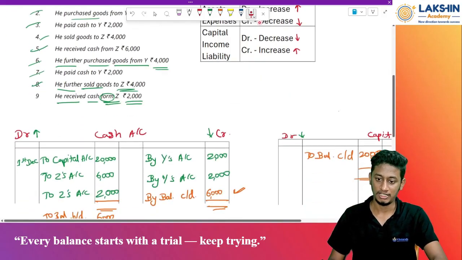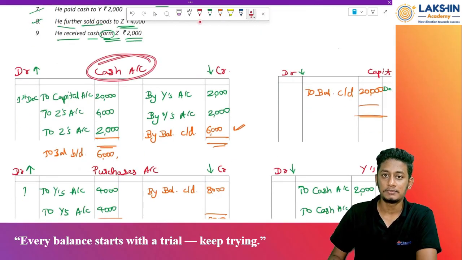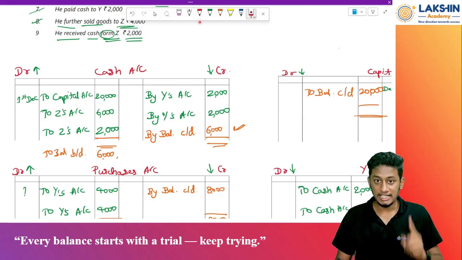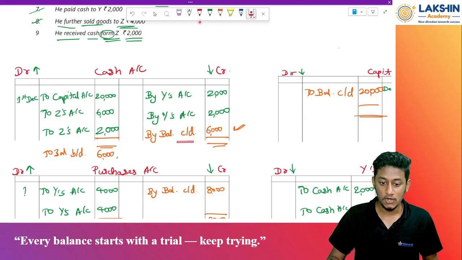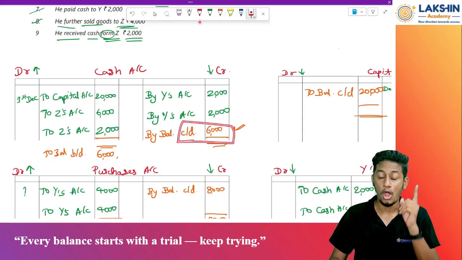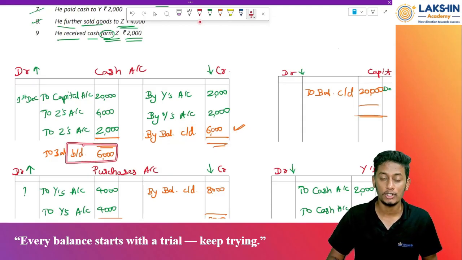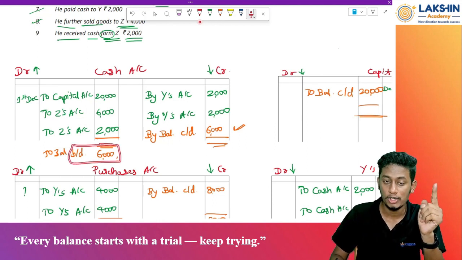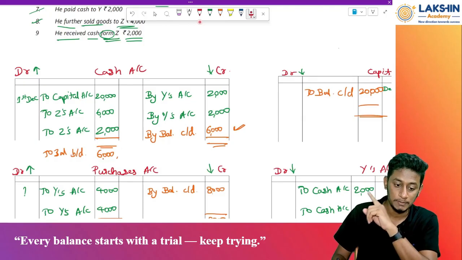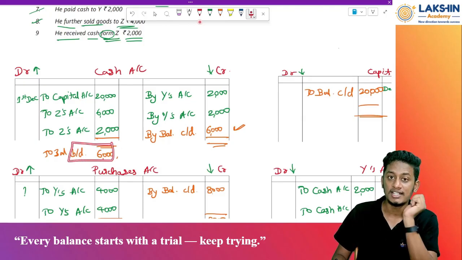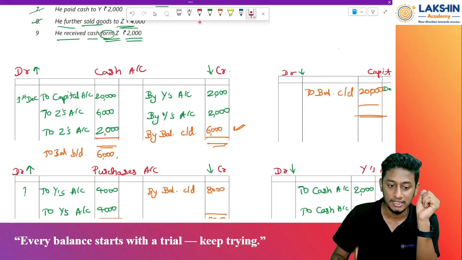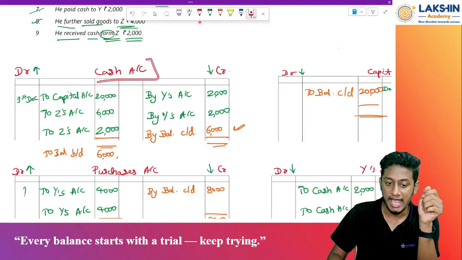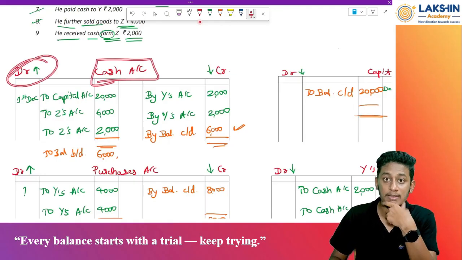Let us prove it now. We know that cash is an asset. So always remember this: never look at the balances from the carried down point of view. Always look at the account from a brought down point of view, or else you will get your answers wrong. So as per the brought down point of view, on which side has the balance come? On the debit side. So that means my cash account has a debit balance.